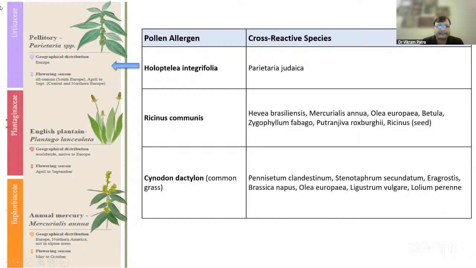But if you are getting this pellitory, that is PAR J2 or PAR J1, if they are positive, then you should start immunotherapy for Holoptelia. Then Ricinus communis has cross-reactive species with Olea europaea. So if you are getting Ricinus communis positive as well as Olea E1 present, you can understand that Ricinus communis is coming positive because of this Olea E1 group, which is present in the weeds.